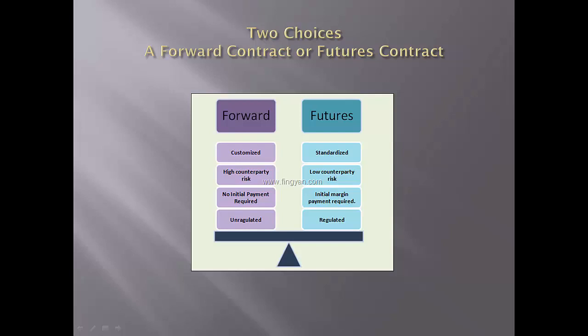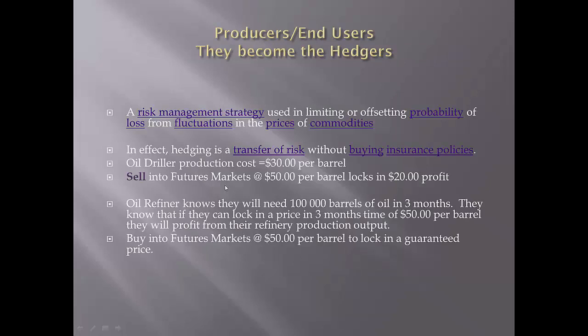This transparency allows for liquidity and confidence for those who are willing to trade or willing to look to hedge up their risk in the market. So just quickly, producers and end users, they are the hedgers. And they use the futures markets as a risk management strategy, which is used in limiting or offsetting the probability of loss from fluctuations in the price of commodities. So in effect, hedging is a transfer of risk without buying an insurance policy.